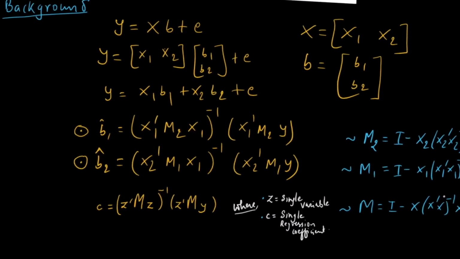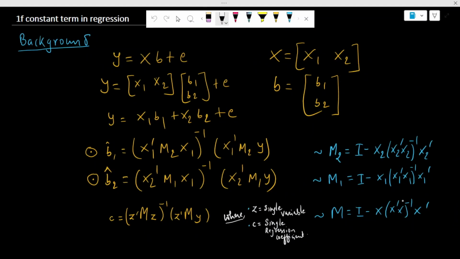In this video, we'll discuss the role of the constant term in regression. In our preceding video, we had seen that the beta estimates of partitioned regression are calculated by partitioning out the effect of some independent variables from other independent variables as well as the dependent variable, and we run the OLS regression.